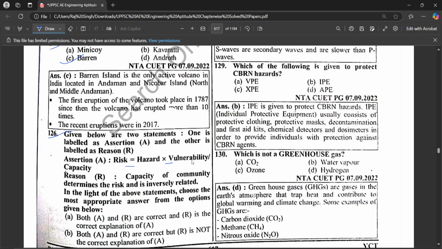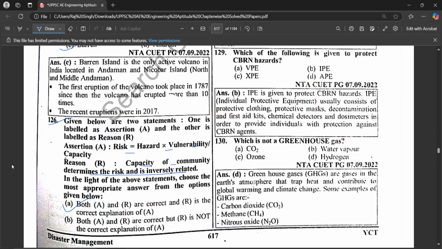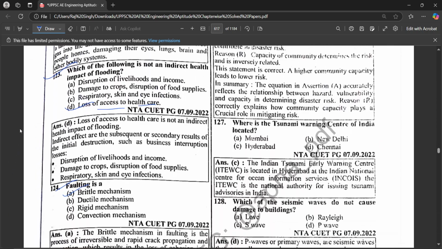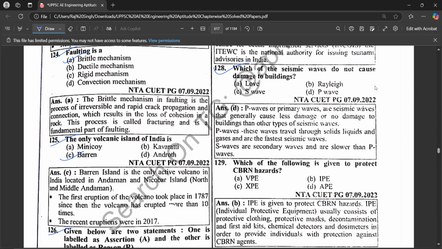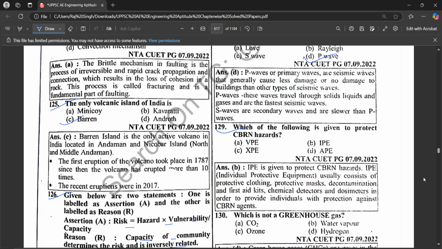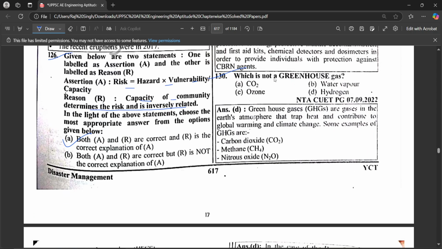Assertion: risk equals hazard times vulnerability divided by capacity. Reason: capacity of the community determines the risk and is inversely related. Both statements are correct, and the reason is the correct explanation of the assertion. Where is the tsunami warning center of India located? Hyderabad. Which of the seismic waves does not cause damage to buildings? P wave. Which of the following is given to protect against CBRN hazard? IPE, individual protective equipment. Which is not a greenhouse gas? Hydrogen.